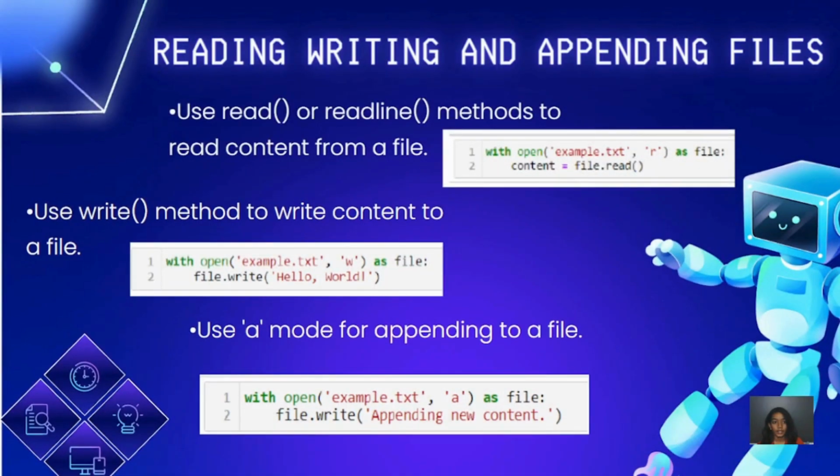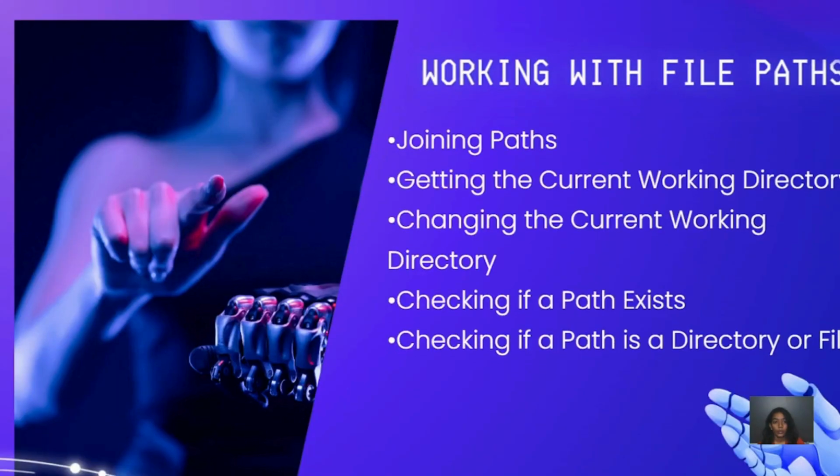Reading, writing, and appending files. Use read or readline methods to read content from a file. Use write method to write content to a file, and use a mode for appending to a file. Working with file paths: joining paths, getting the current working directory, changing the current working directory, checking if a path exists, checking if a path is a directory or file.